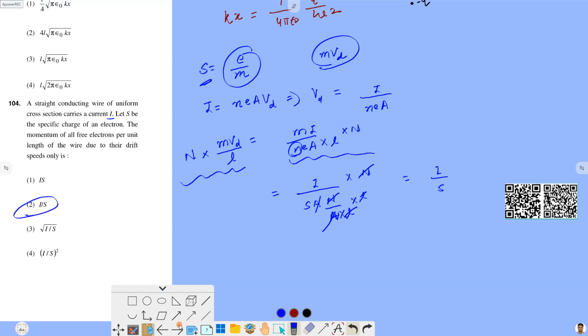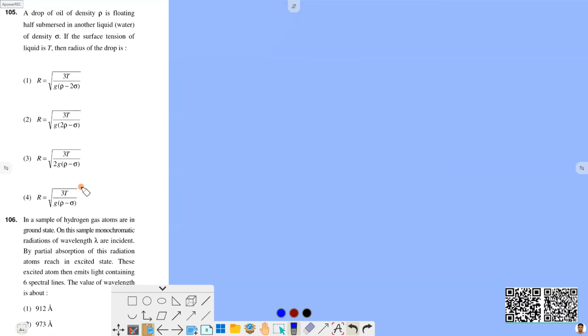So with this, let's move to the next one. Question 105. A drop of oil of density rho is floating half submerged in another liquid, water, of density sigma. The surface tension is T. We have to find out the radius of the drop.